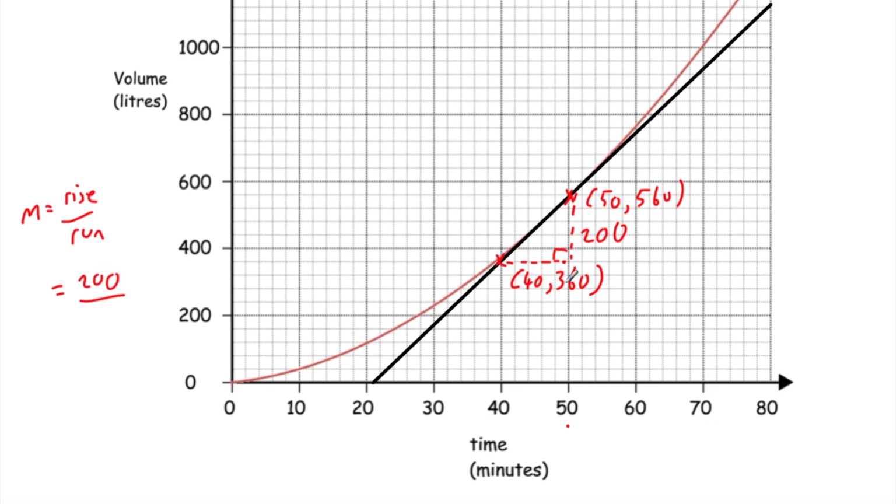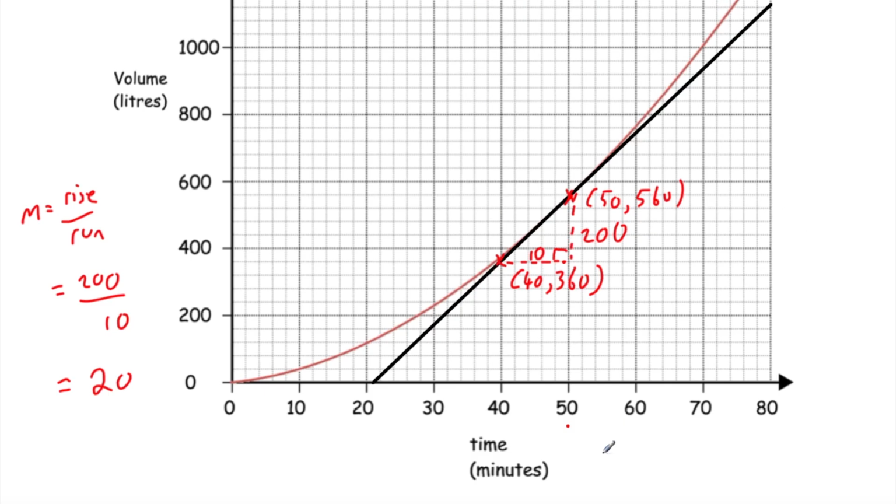And the run is how much we're going across, so it goes from 40 across to 50 across, so the run is 10. We do 200 divided by 10, and that's equal to 20. So the gradient of that graph is equal to 20. Now, I just want to point out that some people use a different formula for working out the gradient of a line, and that's fine as well.